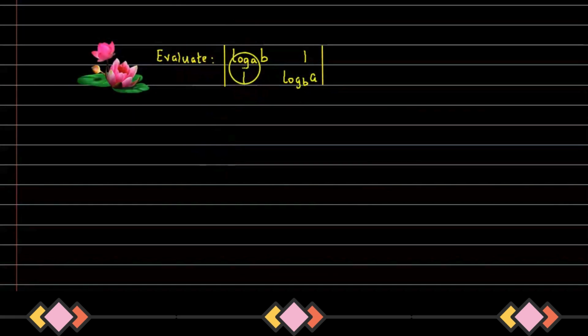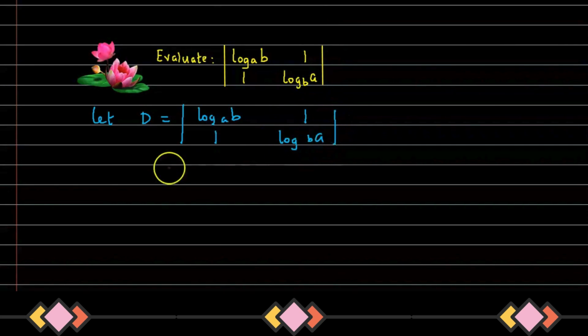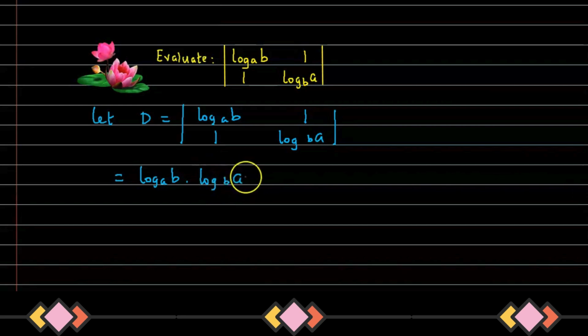Evaluate the determinant. एलिमेंट्स हैं log b base a, 1 और सेकेंड रो के एलिमेंट्स हैं 1 एंड log a to the base b. So इस डिटर्मिनेंट को एक नाम दे देते हैं D. Let D be equal to determinant of log of b to the base a, 1, फिर यहाँ पे 1 है और ये है log of a to the base b. Now let us expand this. तो ये मल्टीप्लाई हो जाएगा, that is log b to the base a into log a to the base b minus 1 into 1, that is 1.